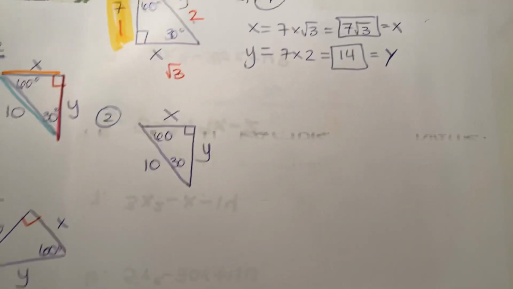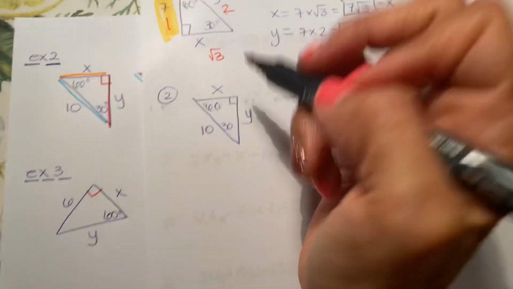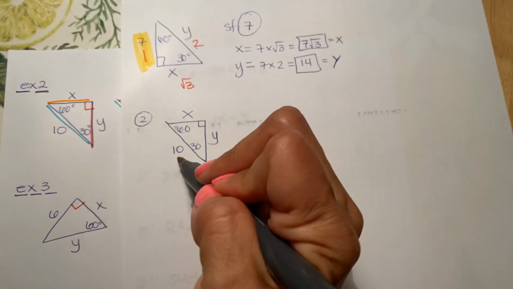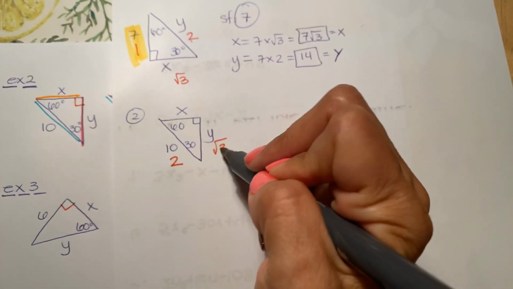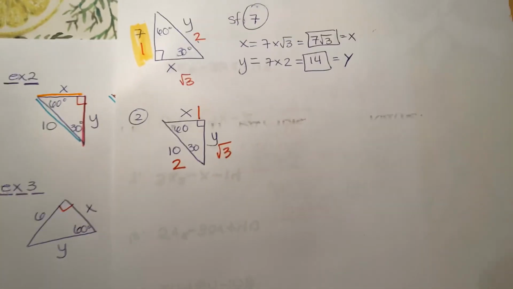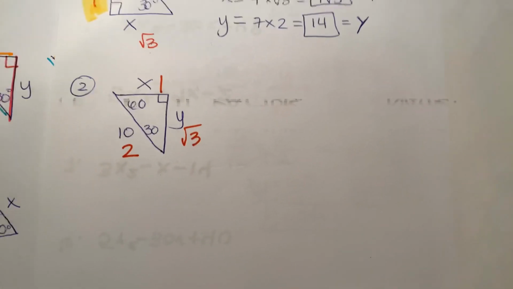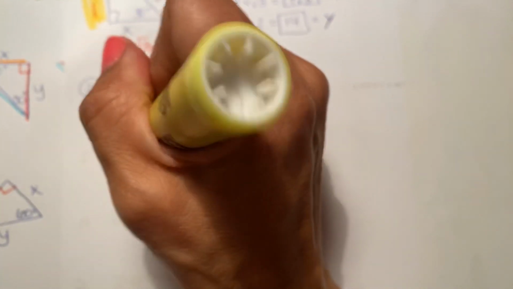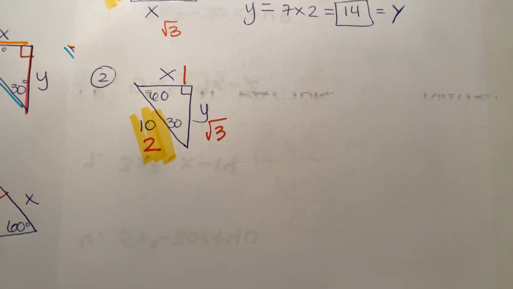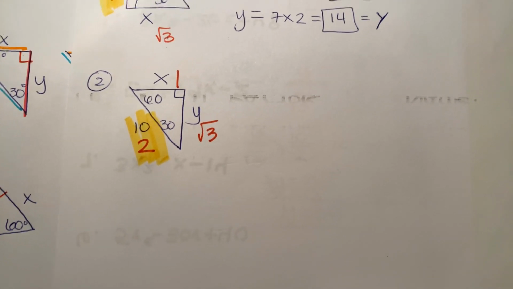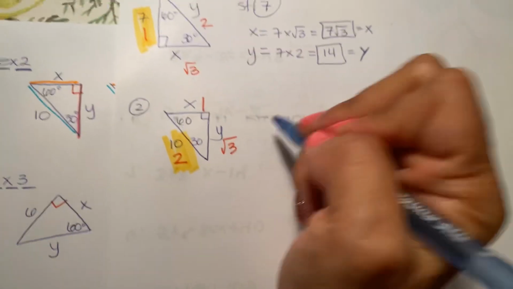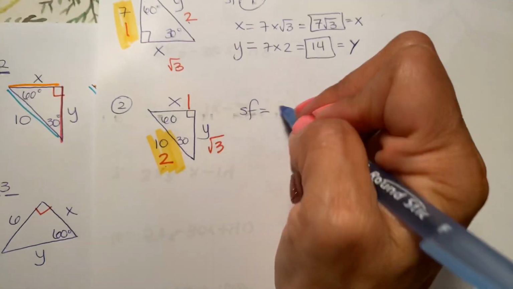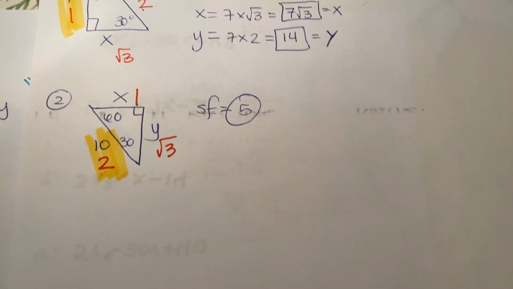All right, where's my red marker? All right, 30 goes into 60, whoops. 30 goes into 60 2 times, 30 goes into 90 rad 3, 60 goes into 90 once, right? Okay, find your scale factor. It is right there. It's the one with 2 numbers staring at you, right? So what is a scale factor? Well, what's 10 divided by 2? 5. Your scale factor is 5.